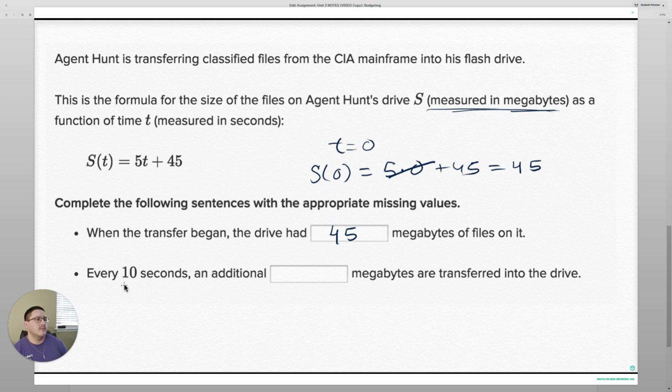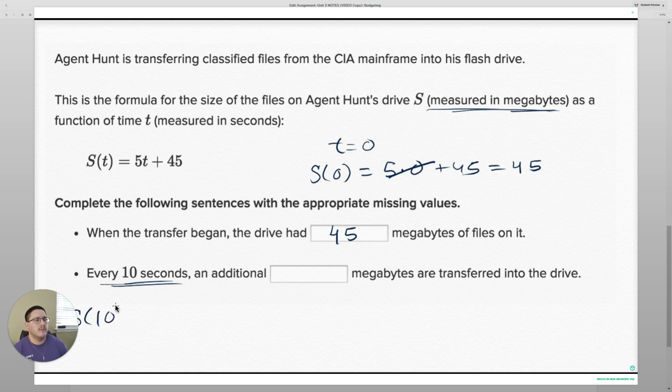Then they say every 10 seconds, an additional blank megabytes are transferred into the drive. So every 10 seconds, how many? Well, there's a bunch of ways you could think about this. One is, well, we know that there were 45 megabytes at time equals 0. Well, let's think about what happens 10 seconds later. How many megabytes are in his drive?